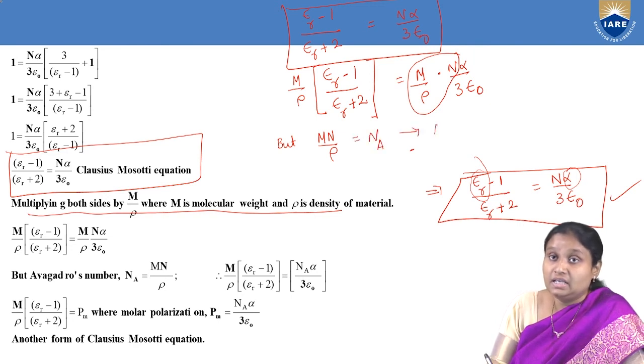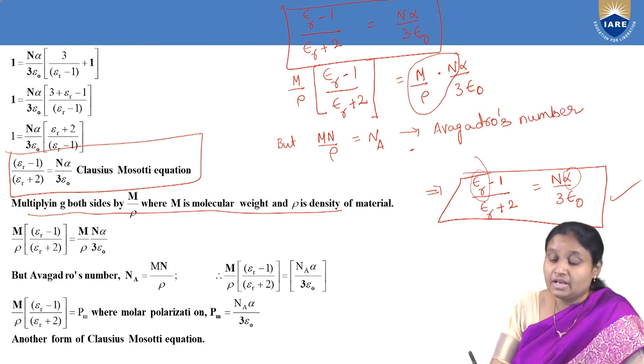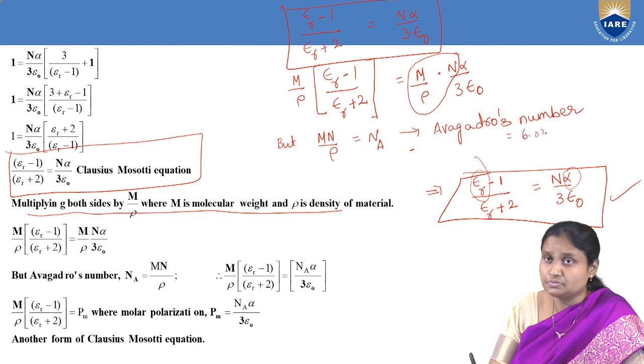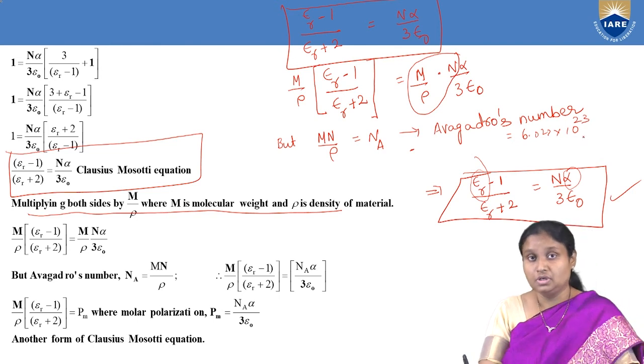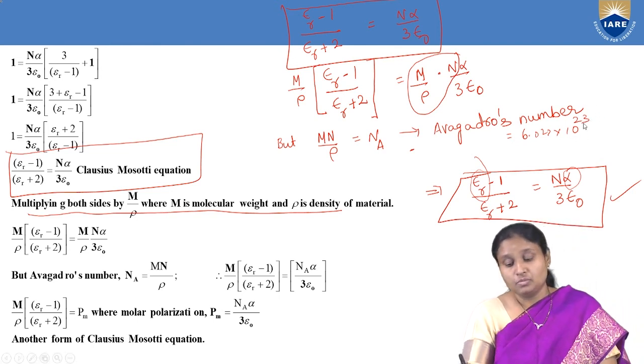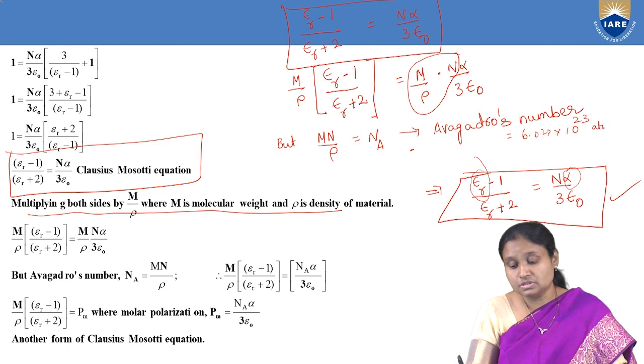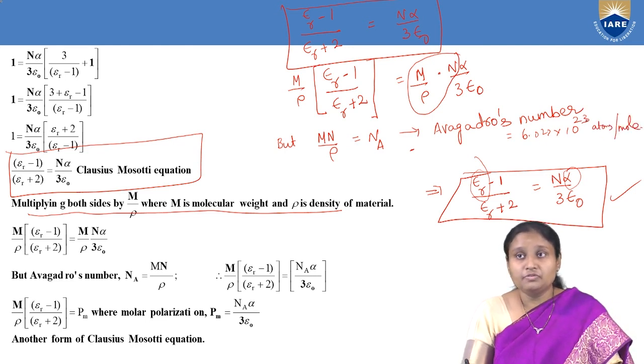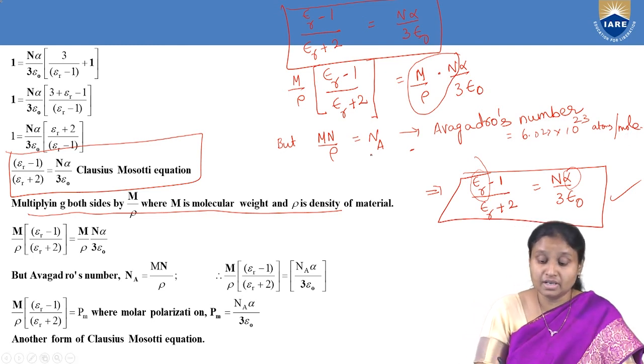And what is our Na? Na is called Avogadro's number. And what is the value of Avogadro's number? It is 6.023 into 10 to the power of 23 atoms or molecules per mole, or, if you want to take per kilomole, 10 to the power of 26 atoms or molecules per kilomole. So this is our Avogadro's number.